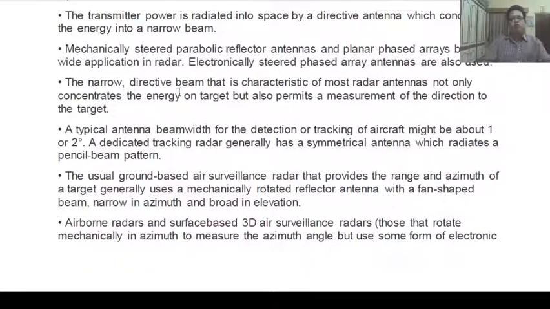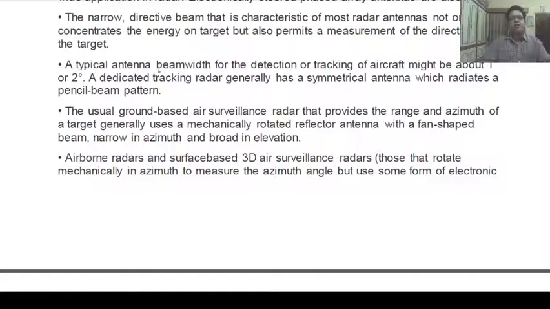The narrow directive beam that is characteristic of most radar antennas not only concentrates the energy on a target but also permits a measurement of the direction to the target. A typical antenna beam width for the detection and tracking of aircraft might be about 1 or 2 degrees. A dedicated tracking radar generally has a symmetrical antenna which radiates a pencil beam pattern.